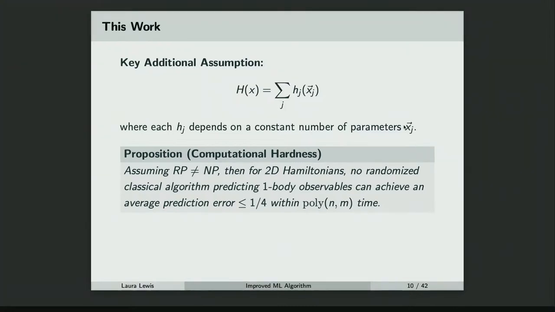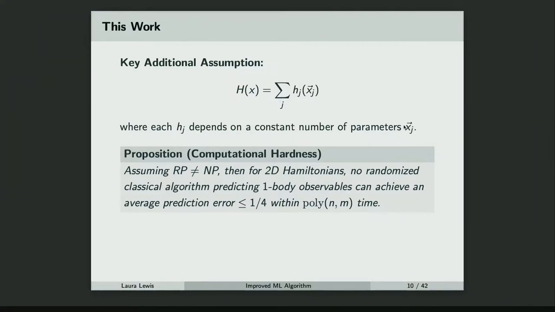Yeah, and so we have this proposition. Moreover, this is basically just a corollary from the previous work. But what it says is that assuming some complexity theoretic assumptions, namely RP is not equal to NP, which means no randomized polynomial time algorithm should be able to solve NP-complete problems, then for even just 2D Hamiltonians, no randomized classical algorithm that predicts even just one-body observables should be able to achieve a small average prediction error in polynomial time. All this proposition is saying is that this problem for non-learning algorithms should be very hard. You shouldn't be able to predict these ground state properties. But this shows the power of the machine learning algorithm, which, when given this training data, allows it to overcome this result. You trust the data, right? Sorry? Trust the learning data. Yes. So this is a result about non-learning algorithms.